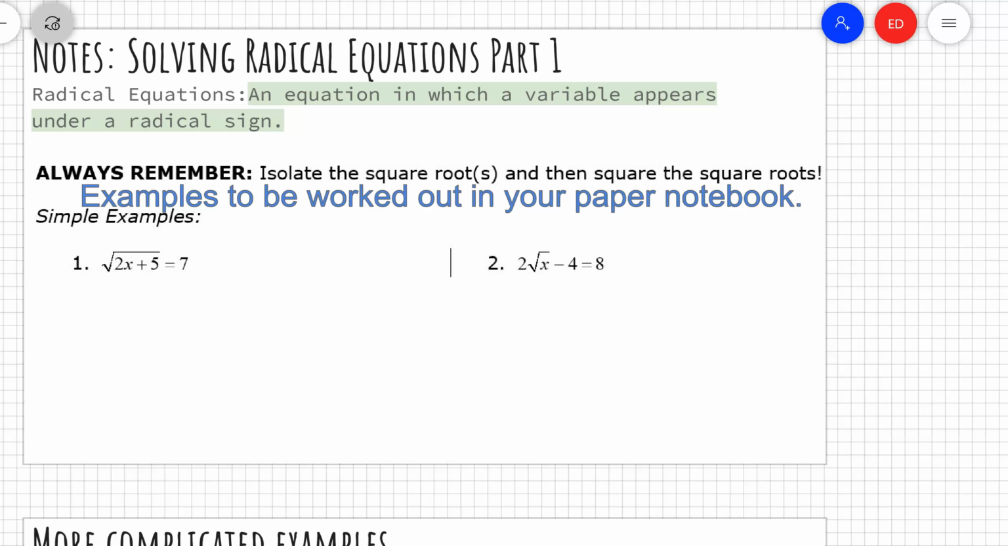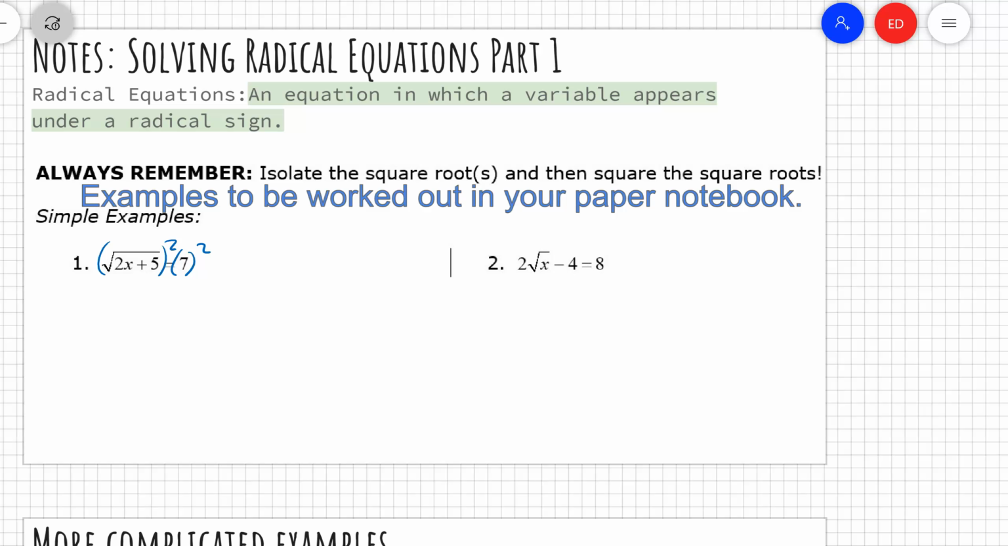All right, so we're going to isolate the square root and then square both sides. That's what we're working on. So for number 1, the square root is already isolated, so we can go ahead and take care of that by solving for x. Just think about what is the inverse in order to get rid of a square root. That's to square both sides.